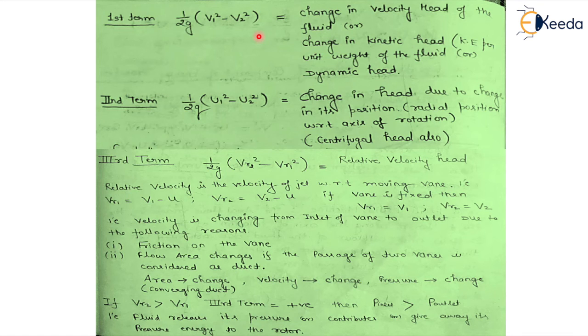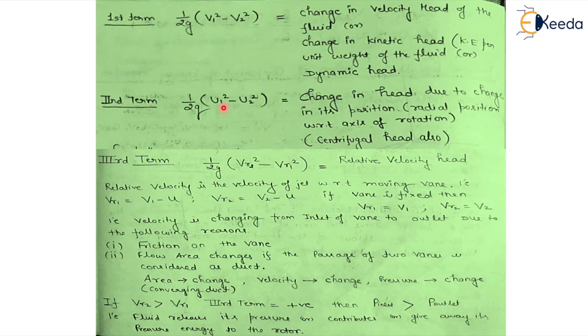Now the second term is 1 by 2g into U1 square minus U2 square. This is the change in head due to change in position. You know very well u is equal to r omega, and for the inlet condition u1 will be equal to r1 into omega, and u2 is equal to r2 into omega. You see r1 and r2, that means the position of the fluid is changing at the inlet and at the outlet.